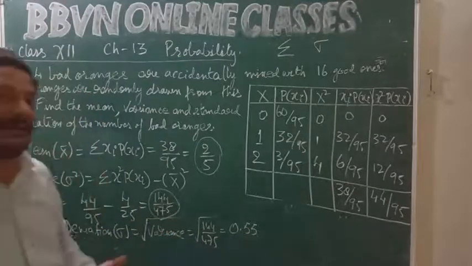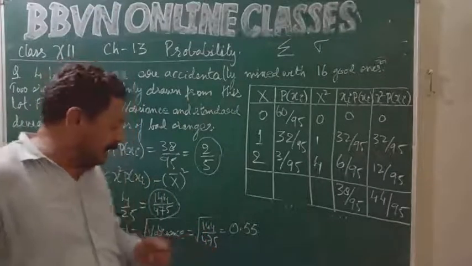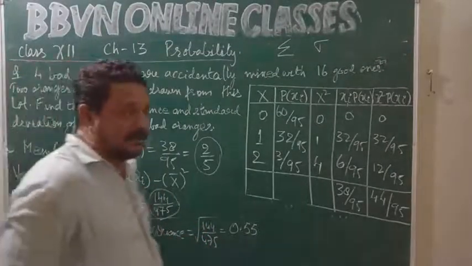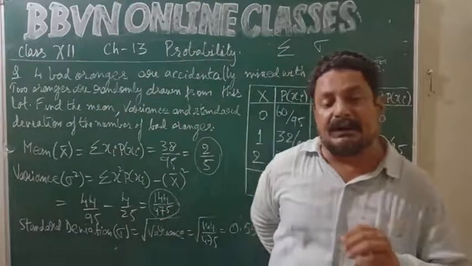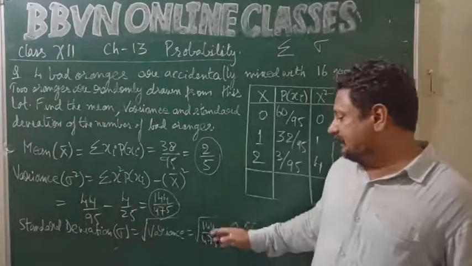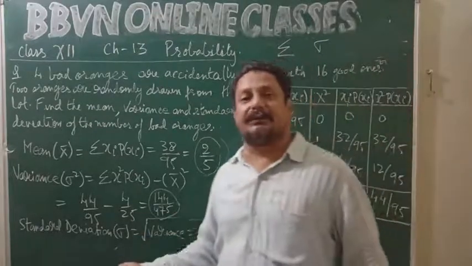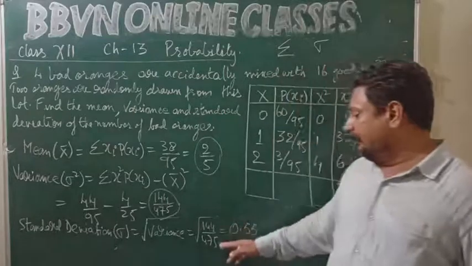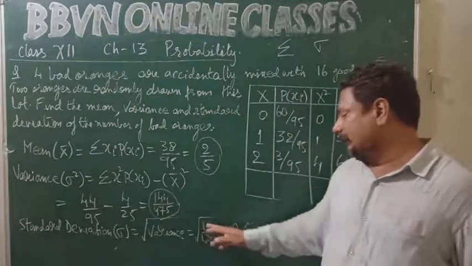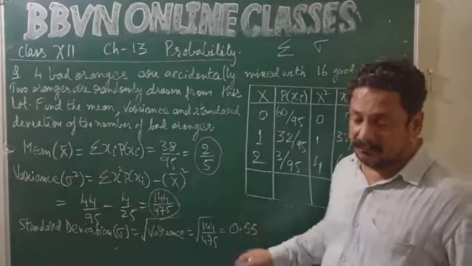Now what is standard deviation? Square root of variance will give you standard deviation. And children, when you have a question that is asking for standard deviation, always remember you can't just leave it here. You have to find the square root up to 2 places of decimals. So 144 divided by 475, find the square root up to 2 places of decimal. This is our standard deviation.